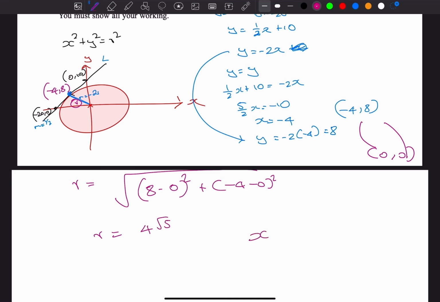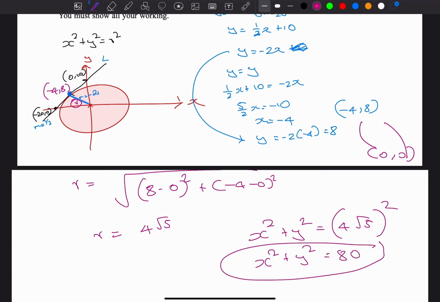So what is the equation of the circle? X squared plus y squared equals radius squared, which is 4 root 5 squared, which is 80. So x squared plus y squared is equal to 80 is your answer. Okay, moving on.